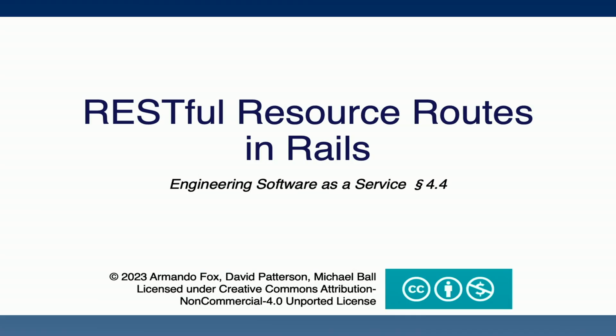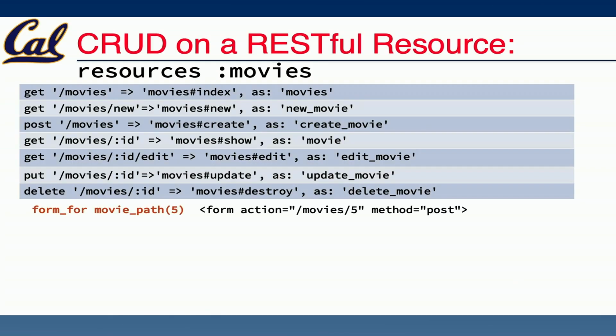We've seen so far that calling resources movies generates a bunch of routes in a Rails app. These routes allow us to map a URL to a specific resource. What's going to happen within our Rails app? So right now, we have a Rails app that works. We haven't looked at any of the interesting code yet that does this work.